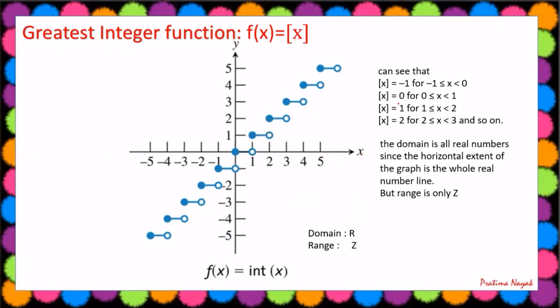So this is the definition. Again, let us see once. It is -1 when x is in between. See the graph. From -1 to 0, it takes the value -1. From 0 to 1, it takes the value 0. From 1 to 2, it takes the value 1. From 2 to 3, it takes the value 2, then 3 to 4 the value 3, and so on. The domain is all real numbers because the horizontal extent of the graph is the whole real line. And the range is only Z, only the integer part.